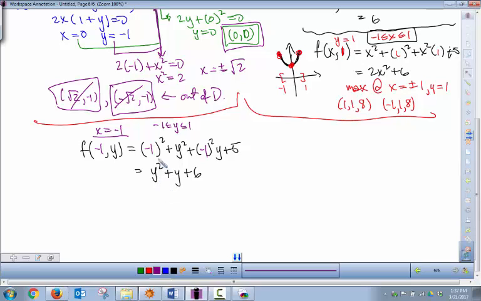We can try to figure out the graph of this thing, or we can do calculus on it. So let's find the global max and mins between negative 1 and 1. Let's call it g of y equals y squared plus y plus 6. g prime of y is 2y plus 1. Set that equal to 0. y is equal to negative 1/2.